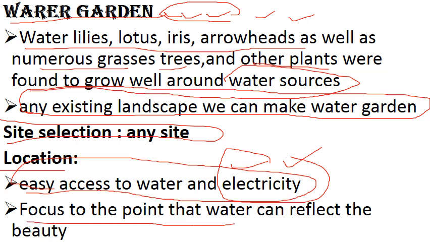Focus on the point that water can reflect the beauty. What this point wants to say is that the water resource should be placed in such a way that it reflects the beauty of the garden, meaning flowers, herbs, shrubs, climbers, and many structures, living and non-living. The reflection of those structures makes the beauty of the garden much higher.